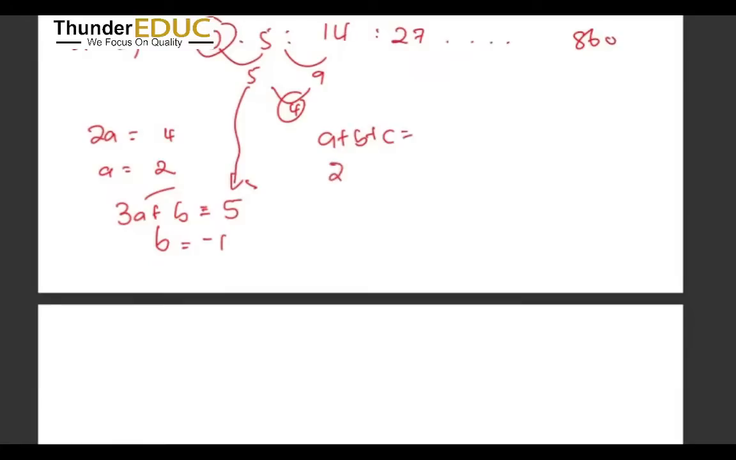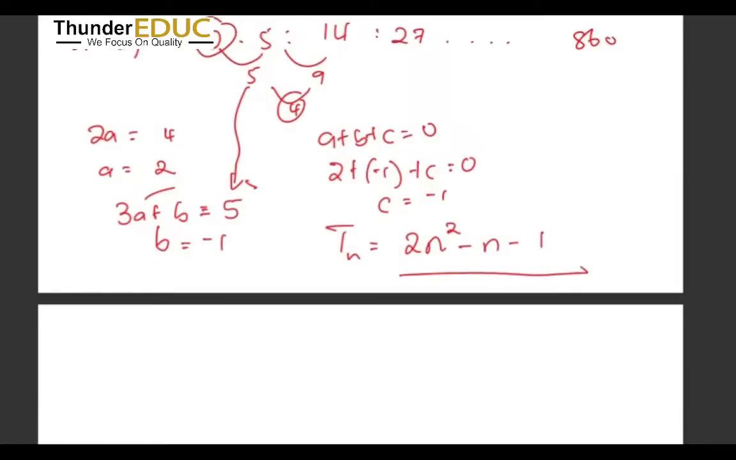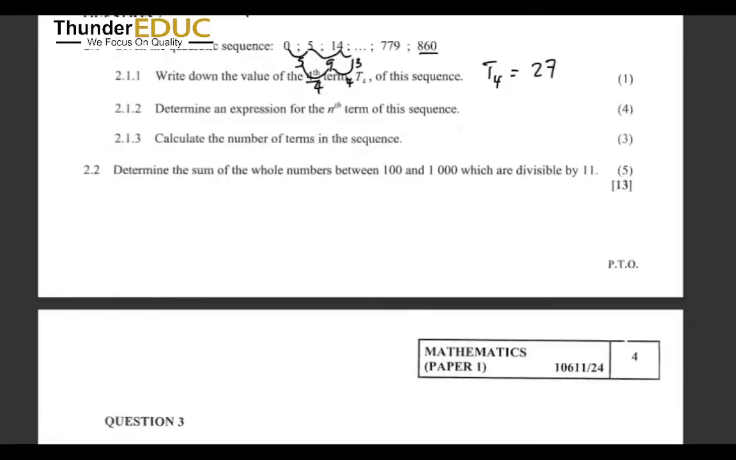Our a is a 2. Our b is -1. We're looking for c. Must get a 0. So 2 minus 1 is a 1. Remove it that side, which means c is also -1. So our Tn becomes 2n squared minus n minus 1. So that is 2.1.2. Let's look at 2.1.3.